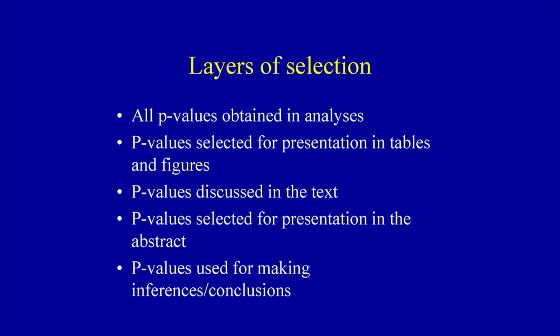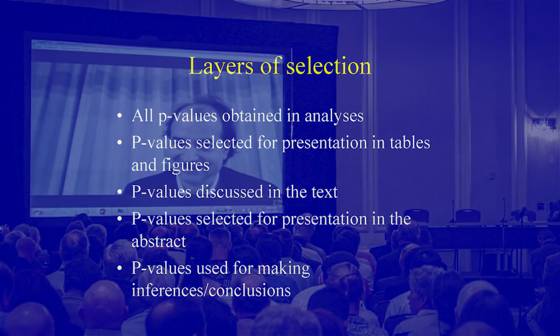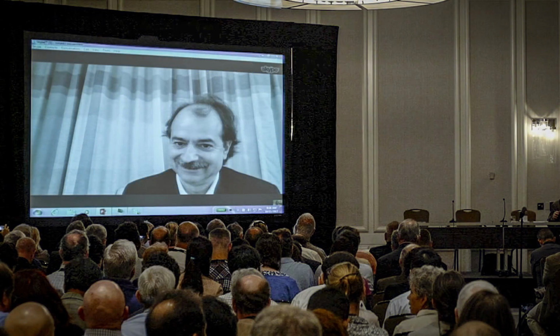There's all the p-values that are obtained in the analysis that we do. There are the p-values that are selected for presentations in tables and figures. There's the p-values discussed in the text. There's the p-values selected for presentation in the abstract. And then there's the p-values that are used for making inferences and conclusions, maybe in the conclusion of the abstract, or being used when one is making a talk, like the lecture that I'm giving now, which is probably trying to exaggerate the situation.